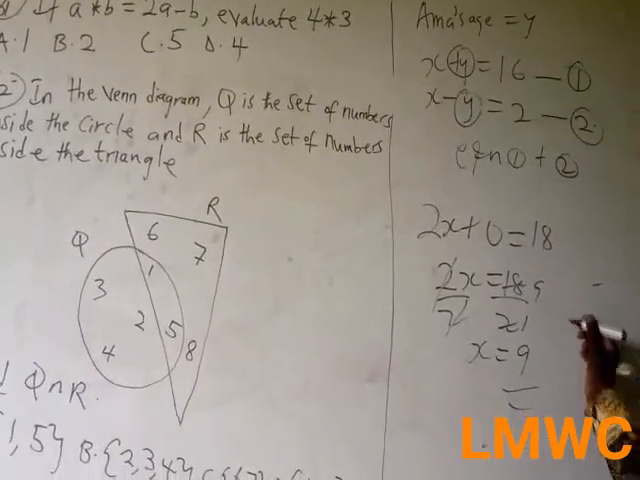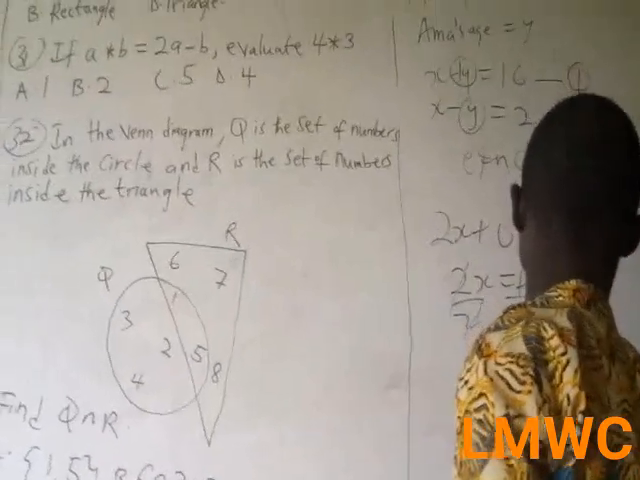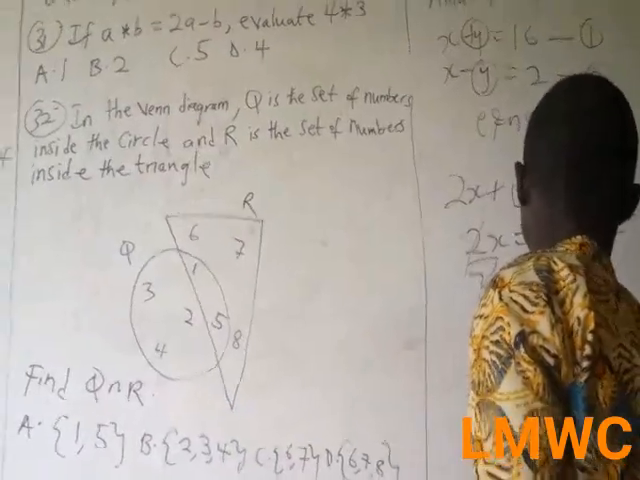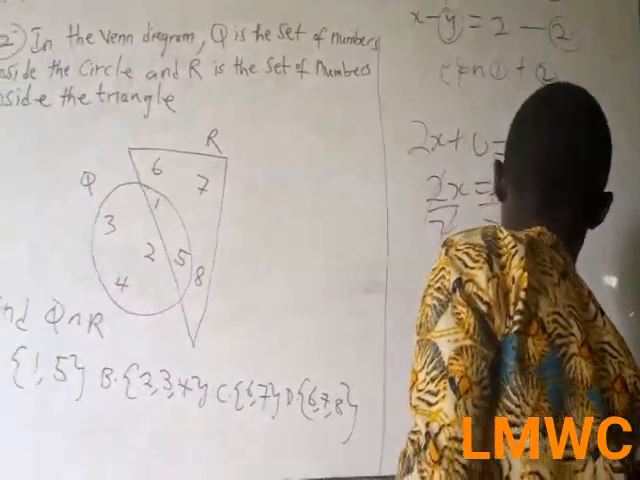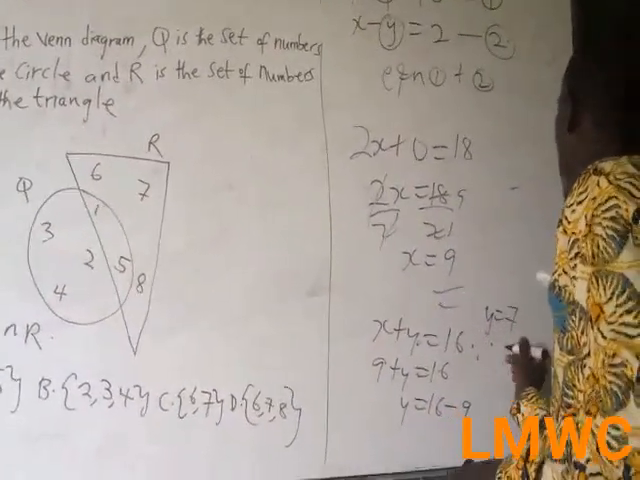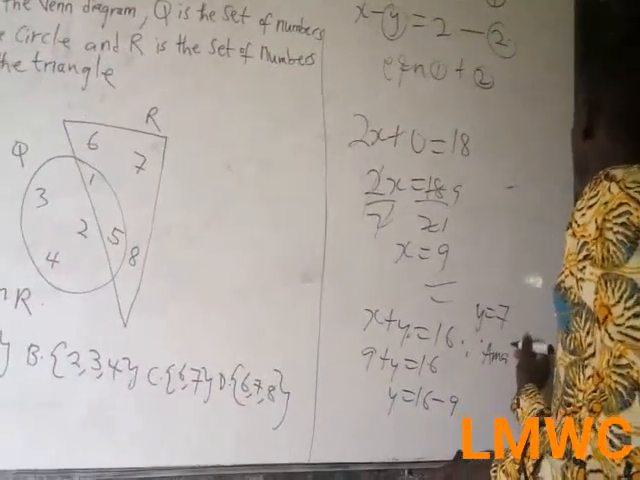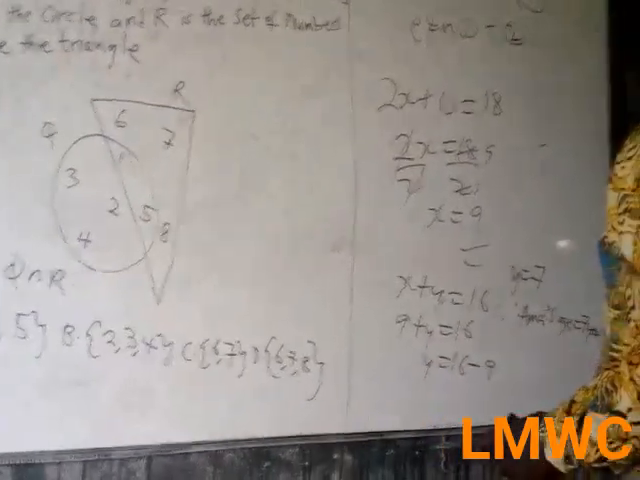Now let's find Amma's age. Amma's age becomes x plus y equal to 16. So 9 plus y equal to 16. So y is equal to 16 minus 9. We have our y to be 7. Therefore, Amma's age, we have it as 7 years. So it's 7.